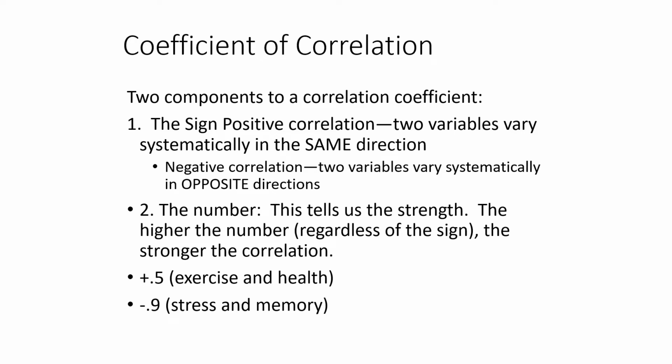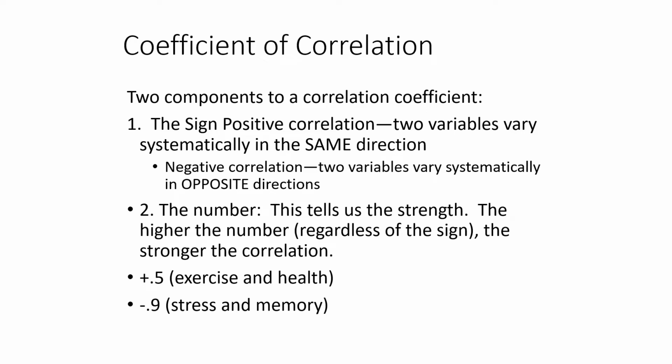And then we have the number. Again, like I said a moment ago, the number tells us the strength. The higher the number, regardless of the sign, the stronger the correlation. So for example, in a correlation of positive 0.5, this means that with exercise and health, the more a person exercises, the better their health is. But again, we don't know, is health causing more exercise? Are healthier people more likely to exercise? And this is a moderate relationship because it's somewhere between 0 and 1. And they're both moving in the same direction.